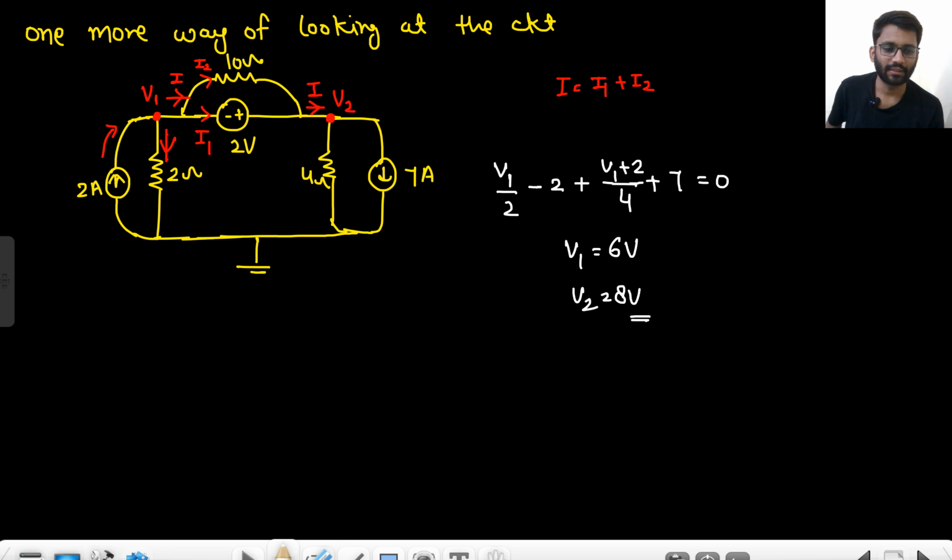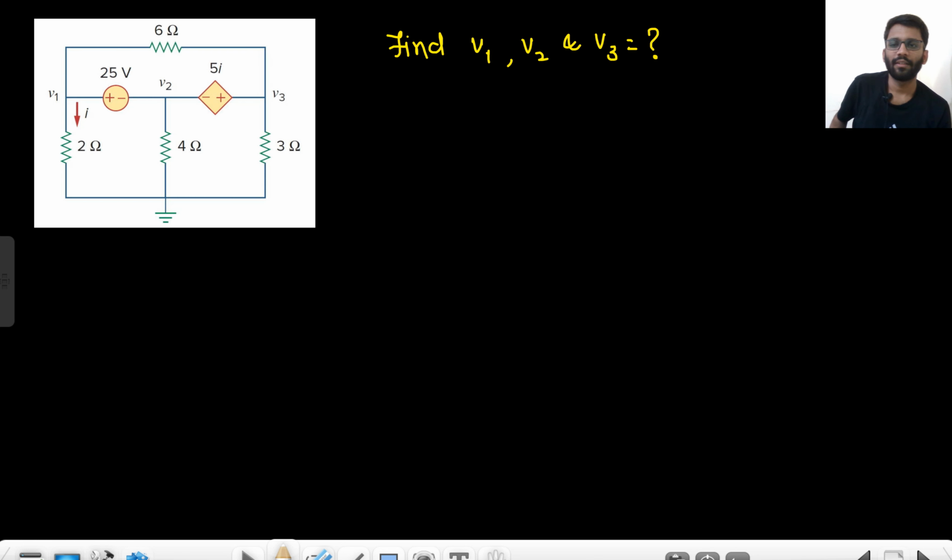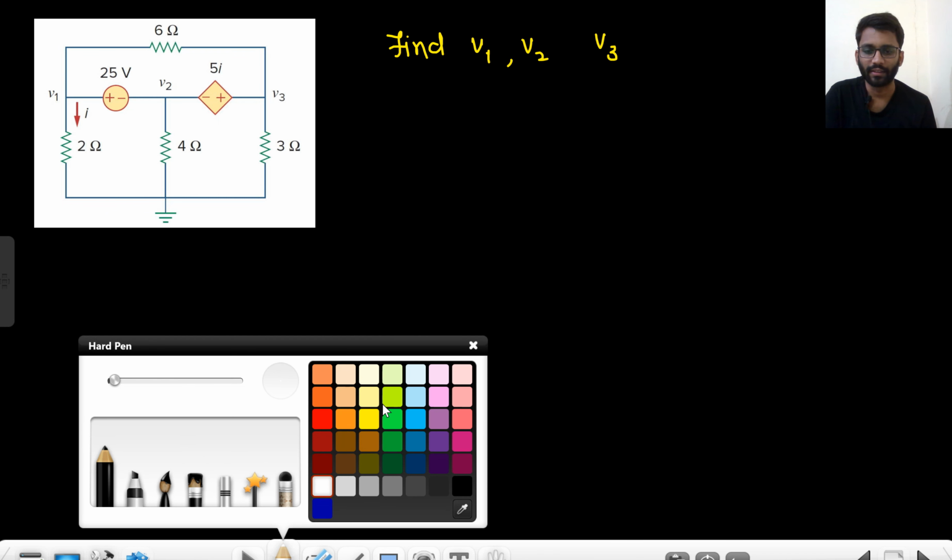Okay, so let's see the next part. Before that we will solve one question, then we will see the mesh analysis. In this question you will find the value of V1, V2, V3. Also you can find the value of I as well. Okay, I will just modify the question. Find the value of V1, V2, V3 and I.